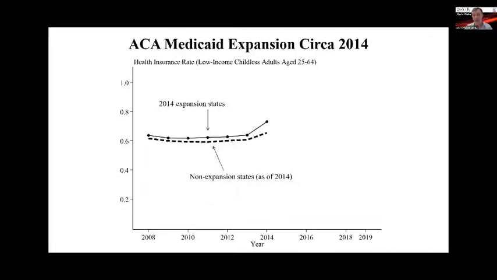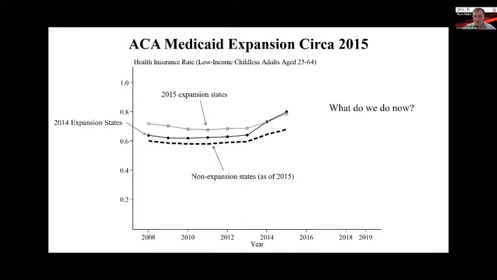So life was simple when this was true, right? The diff-in-diff treatment effect here says that Medicaid expansion increases health insurance by 5 percentage points. That's great. Nice looking picture, compelling number, easy to calculate. This is great. So then time moves on, and some other states decide to expand.